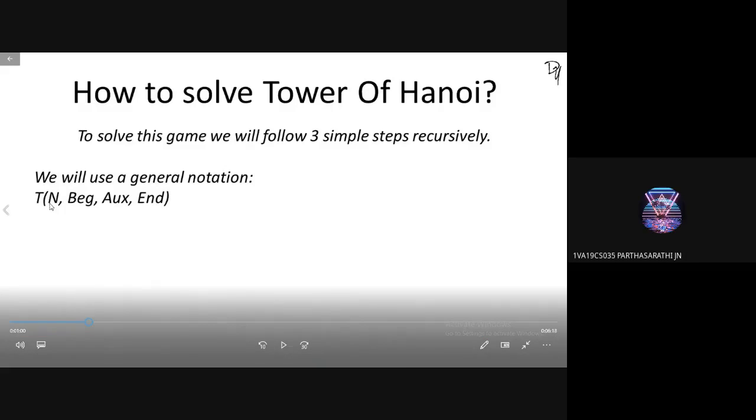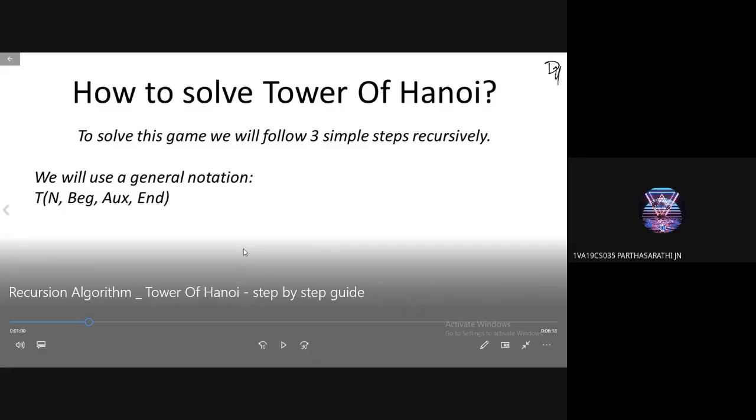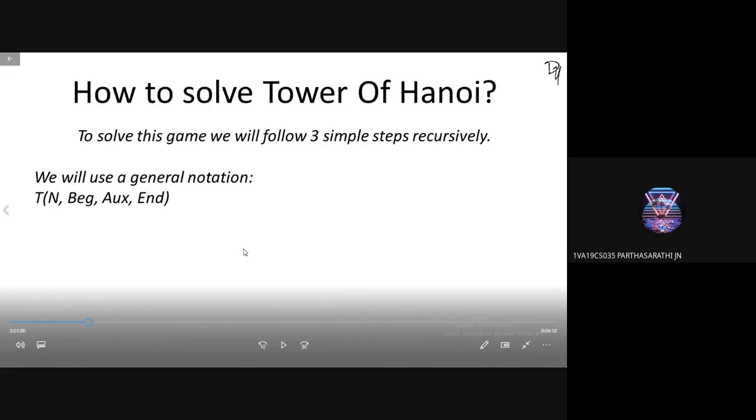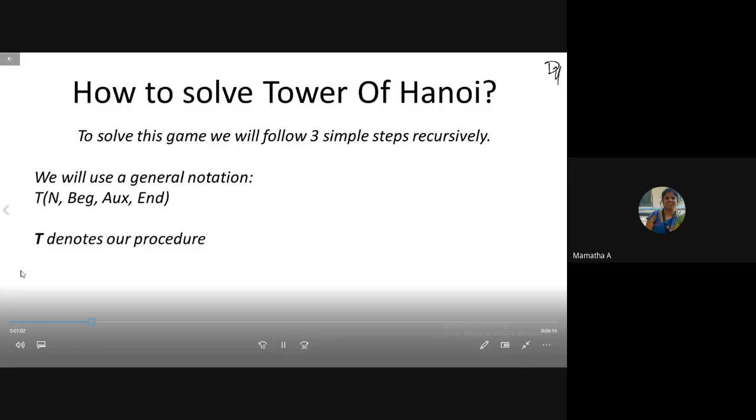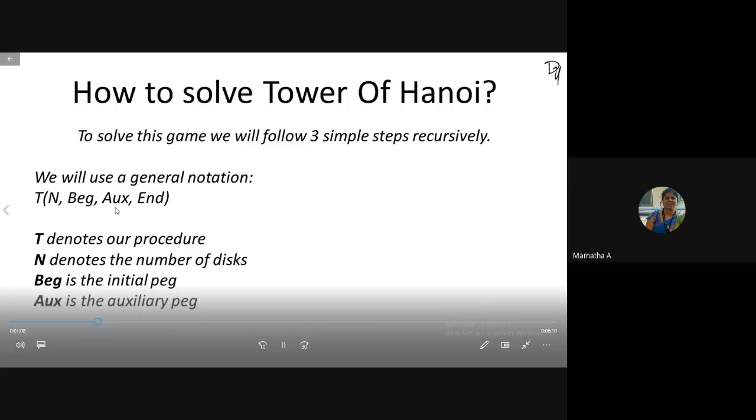N denotes the number of discs. Number of discs can vary, but how many pegs are available for me? 3. Discs can be 1, 2, 3, 4, but we have only 3 pegs: source, auxiliary, and the destination. Very simple. So I use the notation beg to indicate my source peg, aux to indicate my auxiliary peg, and end to indicate my final peg.